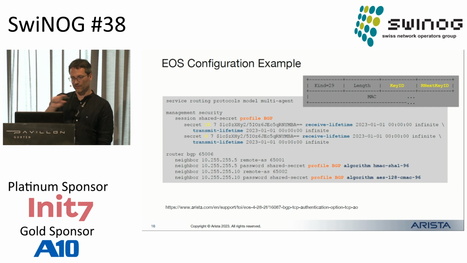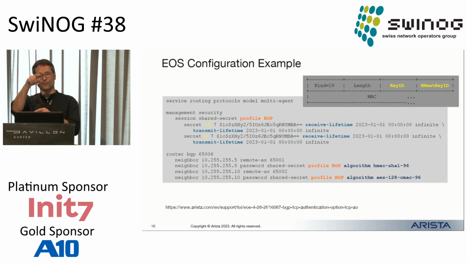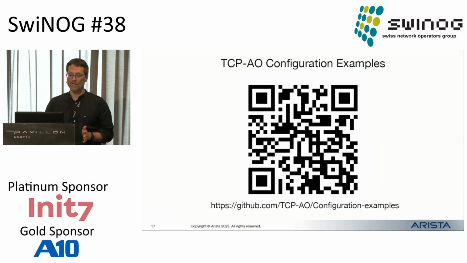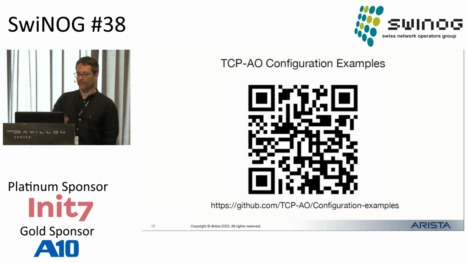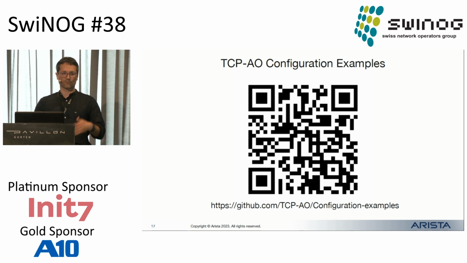And then once we have defined these keys, we connect it in the part of the BGP neighbor configuration. We connect with that profile, and we define which algorithm should be used. If you go to this website, GitHub TCP AO, you will find many examples of other vendors, and also some tests are published there, how they interact and if they actually work together. So if you want to start with TCP AO, this is, I think, a good starting point to look at some configs and learn how it all works.